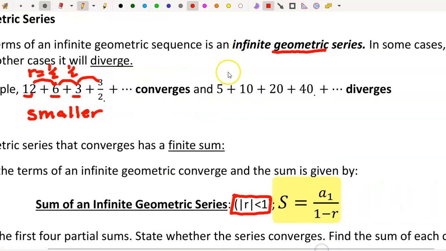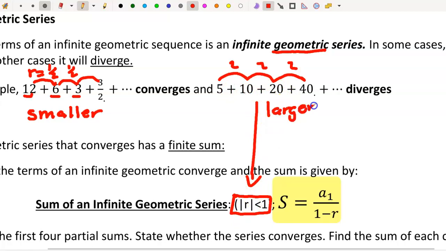Like over here, we can see, yes, it's geometric because it's going up by 2, but this does not meet this criteria, right? The R is not less than 1 because these are getting larger, and if the numbers are getting larger, that means it's just going to go to infinity, which means it diverges. There's no way to add up an infinite number of bigger and bigger numbers. It's just infinity. All right, so a little lingo, kind of wrap your head around that.